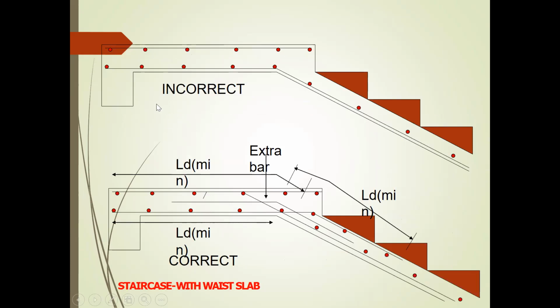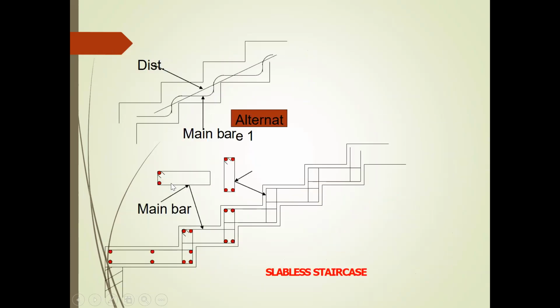Staircase, waist slab. Here, generally, this is the wrong methodology. The reinforcement has to go back into the waist slab and bend back. Okay, LD minimum. Slabless staircases will be like this. Okay.